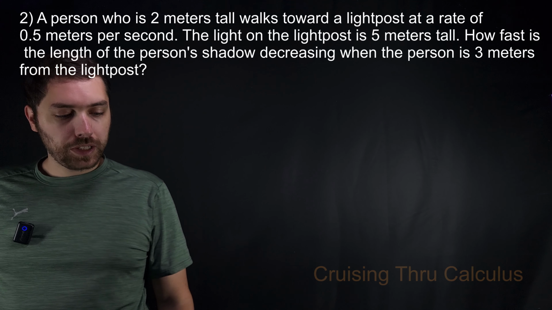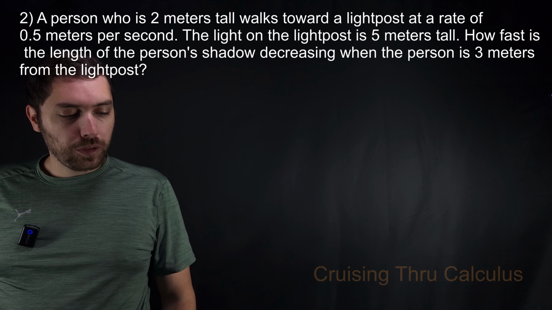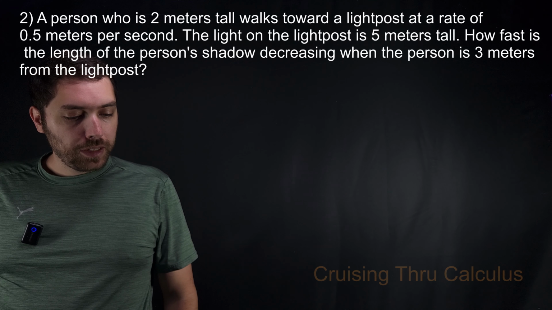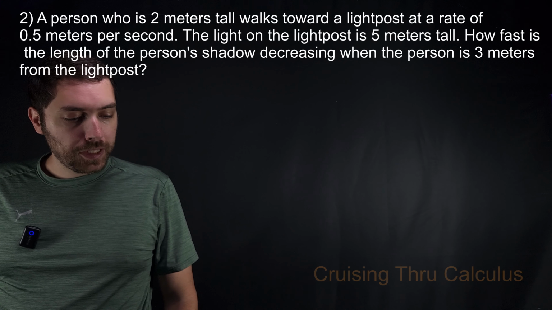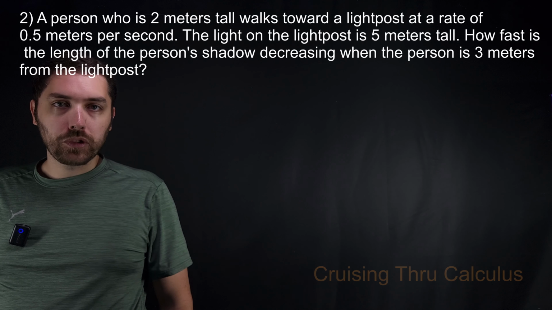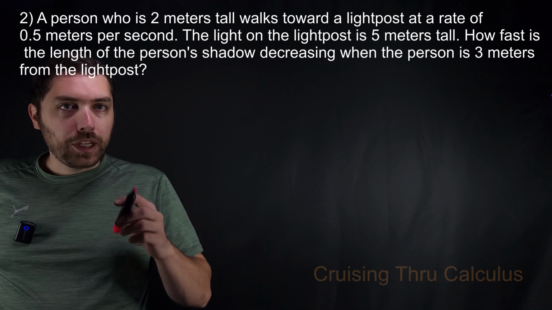The next question says, a person who is 2 meters tall walks towards a light post at a rate of 0.5 meters per second. The light on the light post is 5 meters tall. How fast is the length of the person's shadow decreasing when the person is 3 meters from the light post? Okay, so let's start by drawing a picture.